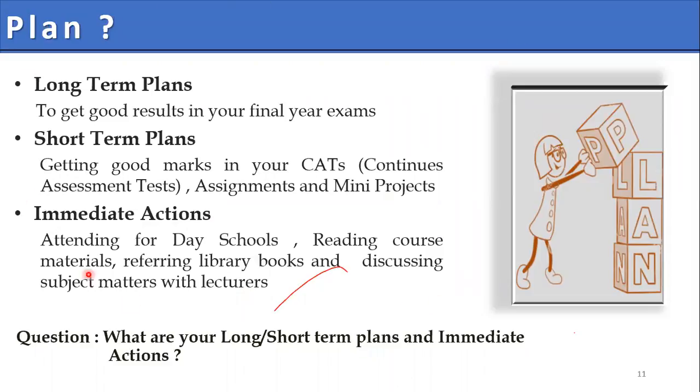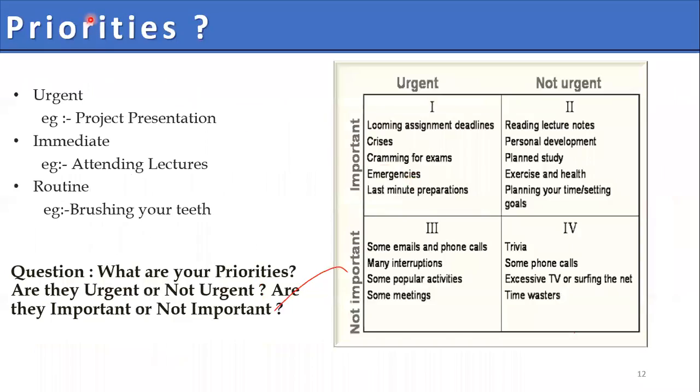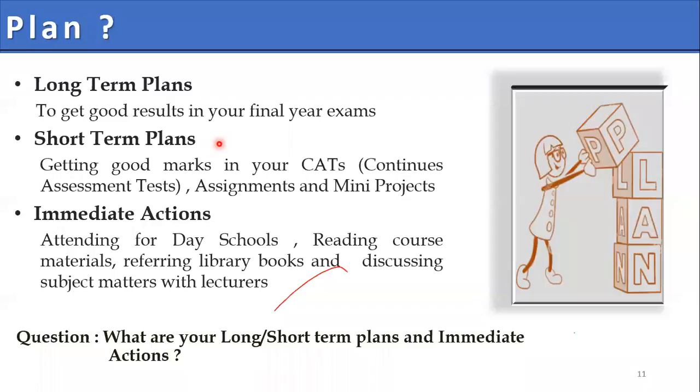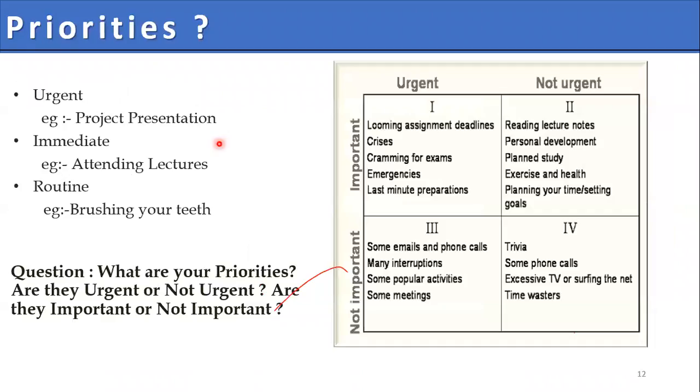So that is up to you. You need to decide after you set your goals and objectives. So that is the planning process, okay? Then when we do planning, after that, we need to prioritize, okay?